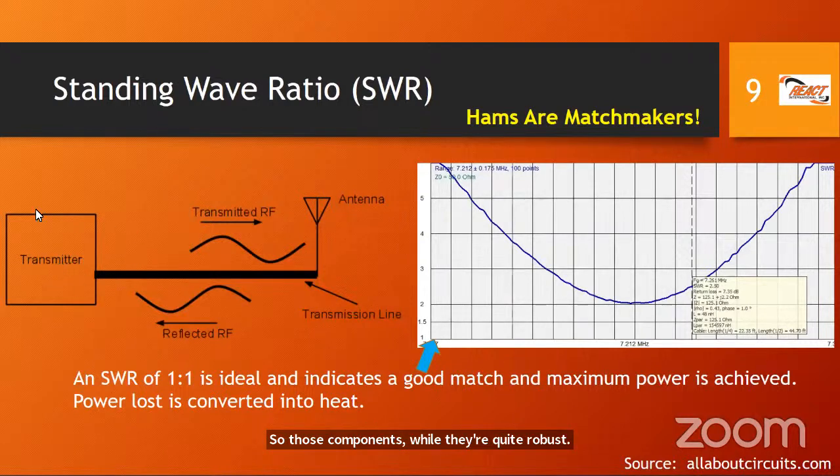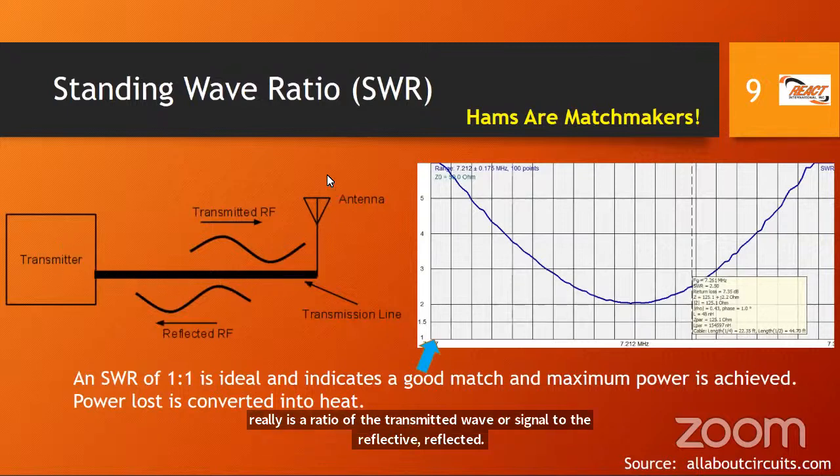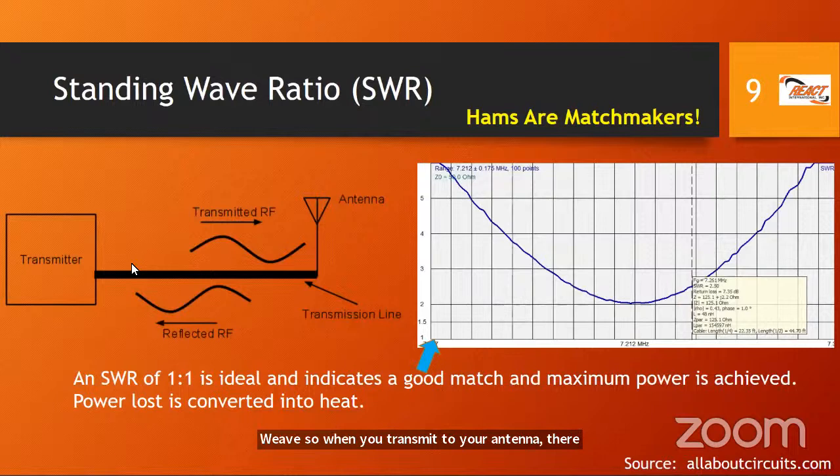So you want to match your transmitter or your transceiver to your antenna and transmission line. And how do you know whether it's matched? Well, it's that magical term, standing wave ratio. And it really is a ratio of the transmitted wave or signal to the reflected wave. So when you transmit to your antenna, there will be a reflected wave, and that could be overwhelming and cause your antenna system to be not as efficient if it's not properly matched, if the impedances are not matched.